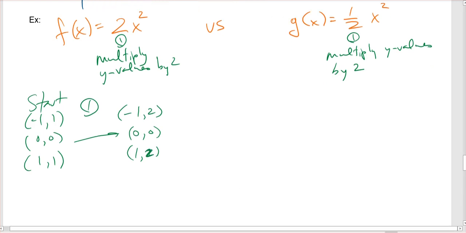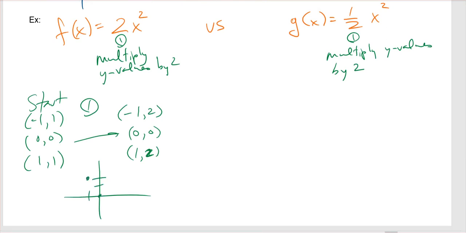And we can draw our beautiful picture, right? -1 goes with 2, 0 goes with 0, 1 goes with 2. Something to notice here is that vertical scaling did not affect that x-intercept, right? Because the y coordinate was 0. If I multiply anything by 0, it's always 0. So vertical scaling did not affect x-intercepts. That's going to come up later when we're talking about polynomials in general. So take that to heart, I suppose.